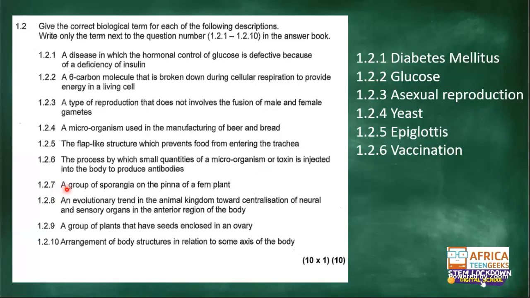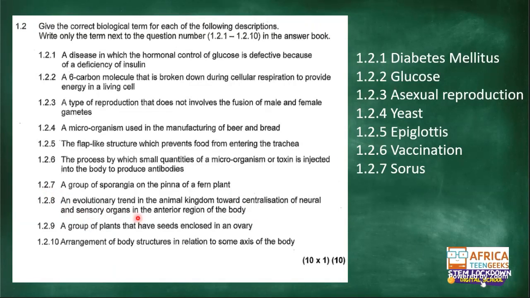Then number seven, a group of sporangia on the pinna of a fern plant. That is a sorus. Remember that? Sorus. So you need to go learn the structures of these plants, the different groups of these plants.